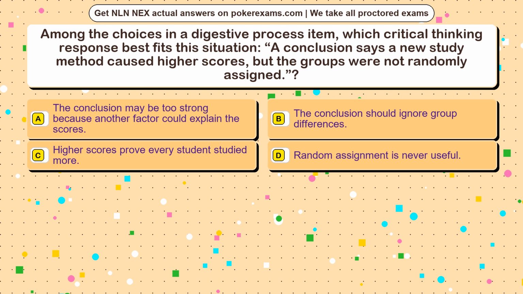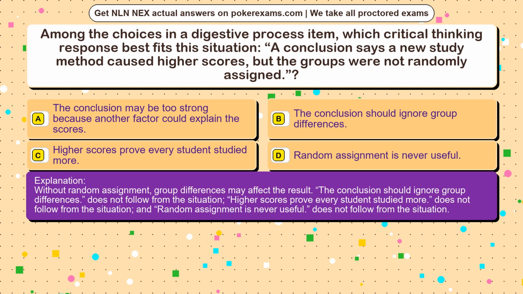The correct answer is option. Without random assignment, group differences may affect the result. The conclusion should ignore group differences does not follow from the situation. Higher scores prove every student studied more does not follow from the situation. And random assignment is never useful does not follow from the situation.